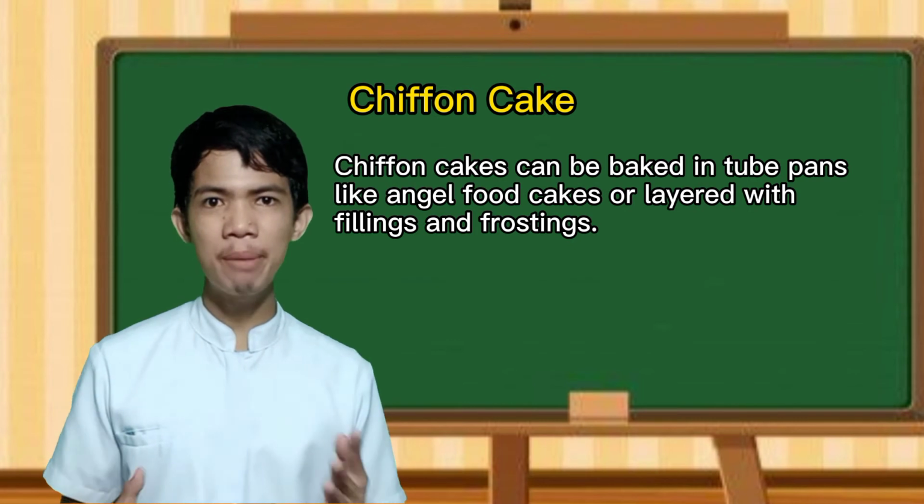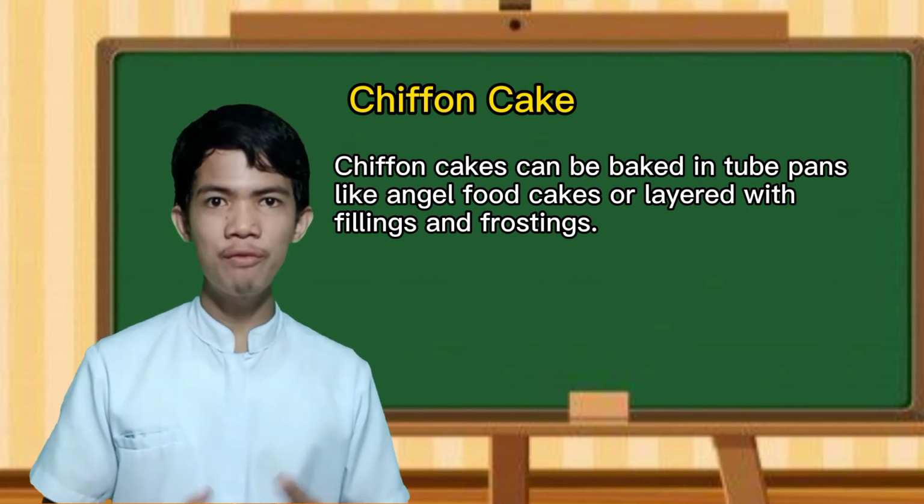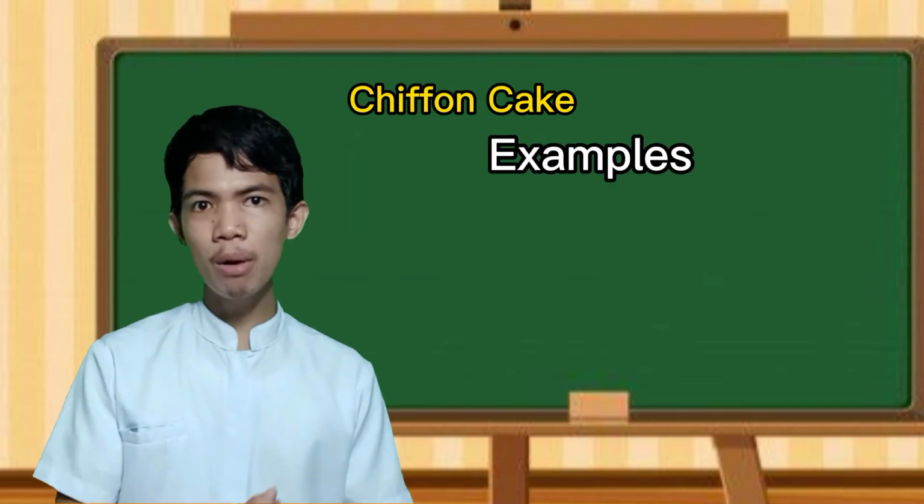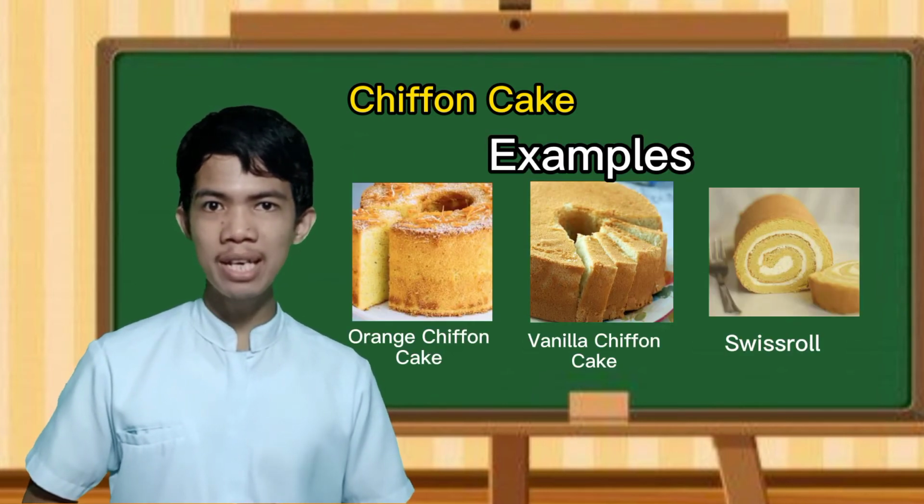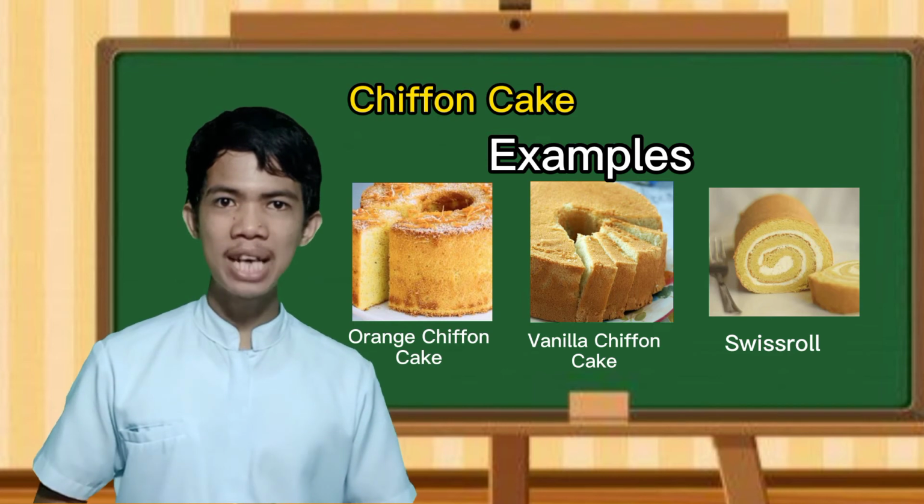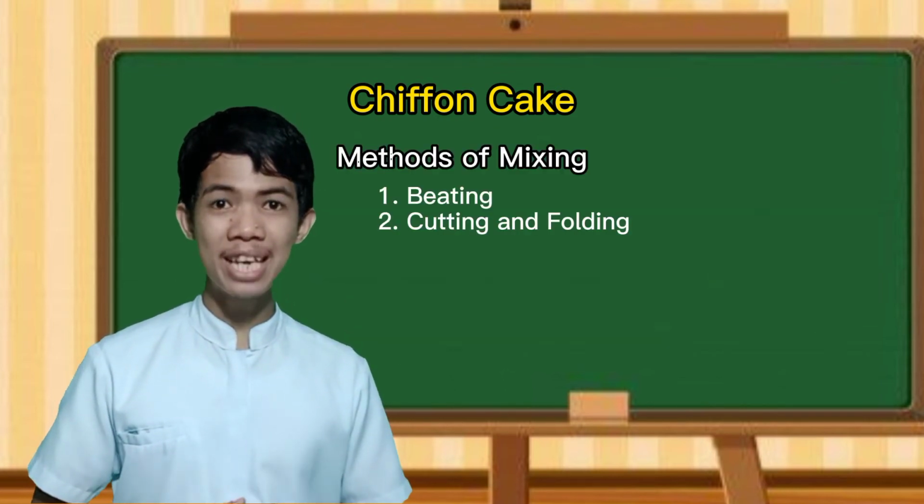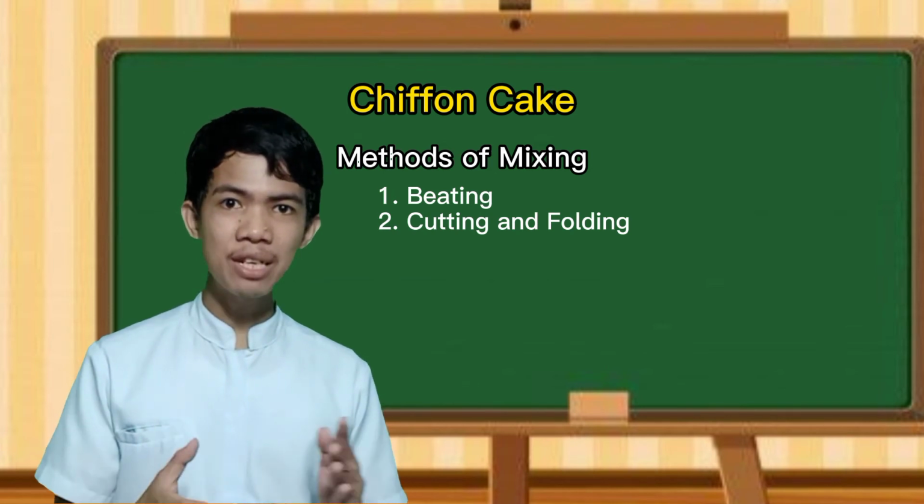Chiffon cakes can be baked in tube pans like angel food cakes or layered with fillings and frostings. Examples of chiffon cakes are orange chiffon cake, vanilla chiffon cake, jelly roll, and Swiss roll. The methods that are used in these cakes are beating and cutting and folding.